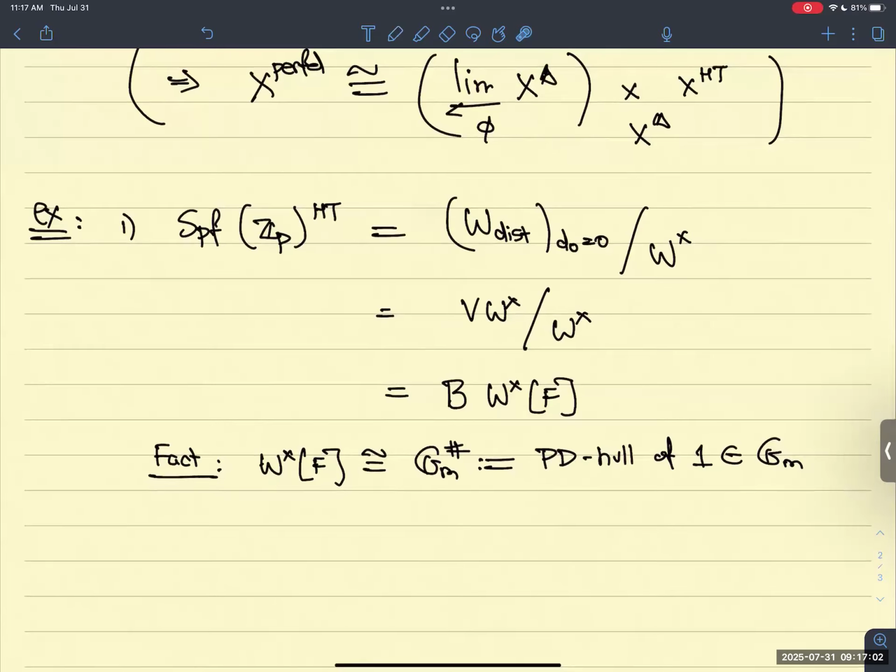Okay, so that's the example of Spf Z_p Hodge-Tate. This divisor inside Spf Z_p prism, and as we just saw, it looks pretty understandable. It's the classifying stack of a group scheme, and this is going to have consequences later for de Rham cohomology.